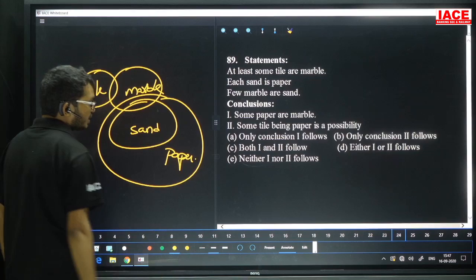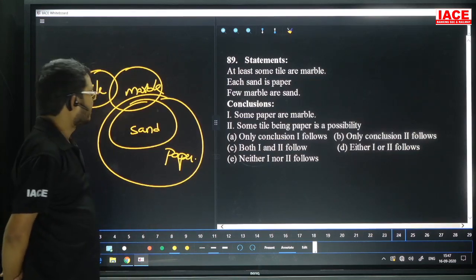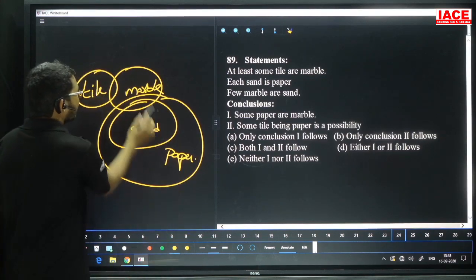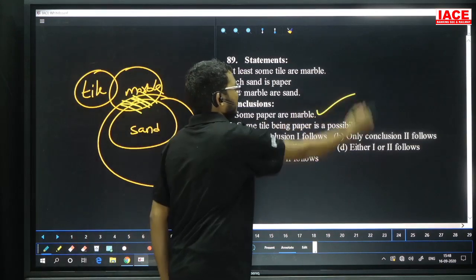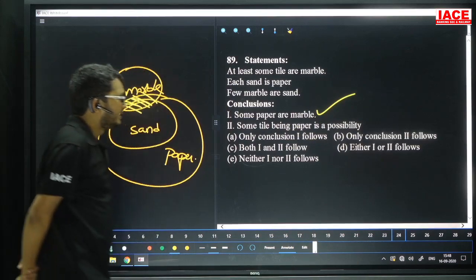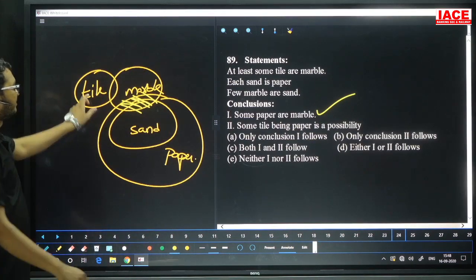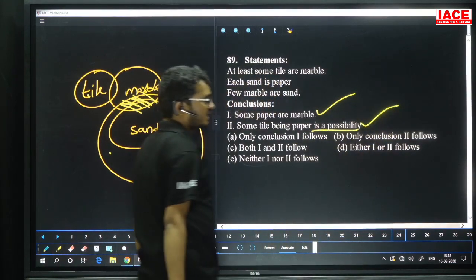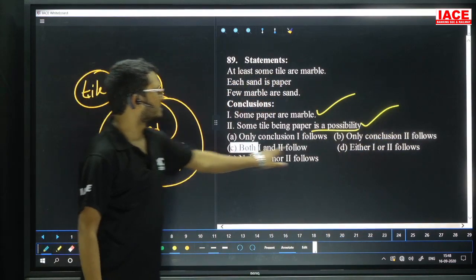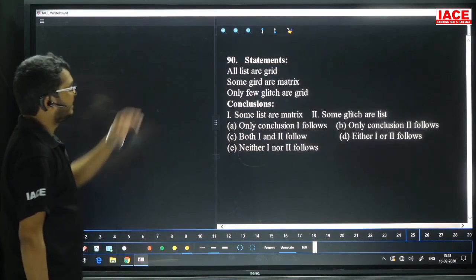Now take first conclusion. Some paper are marble. Some part of paper is mixed with marble here. Then some paper are marble. First one is correct. Second one, some tile being paper is a possibility. Tile and paper relation is what? Can't say. Here they given possibility. If it is a can't say, the possibility assumption is correct. So answer is what? Both are correct. Answer is option C.